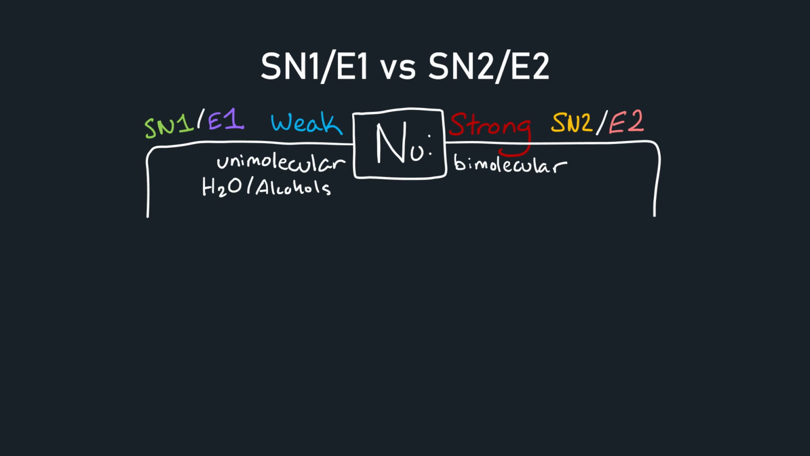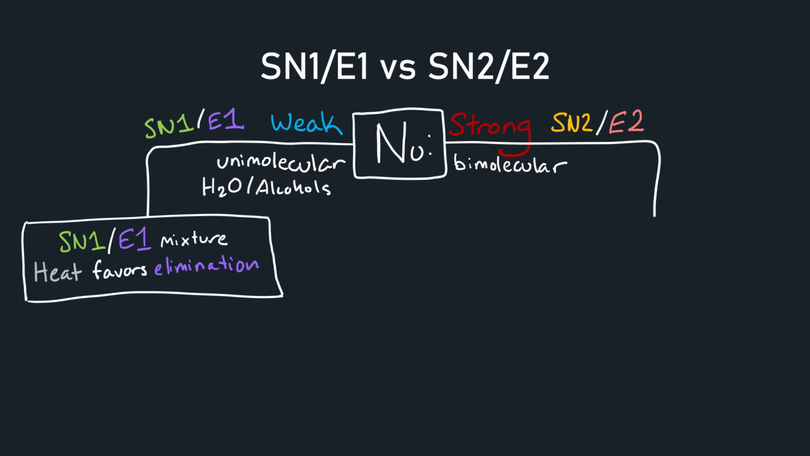This shows that whenever we have this problem of deciding between the four of these types of reactions, there's really only competition between SN1 and E1, and SN2 and E2. So when we have a weak unimolecular nucleophile, we'll obtain both an SN1 and an E1 mixture. But we can change that by either adding or taking away heat. Because heat favors elimination, when we add heat, we'll favor the E1 mechanism. Similarly, when we take away heat, we'll favor the SN1 mechanism.